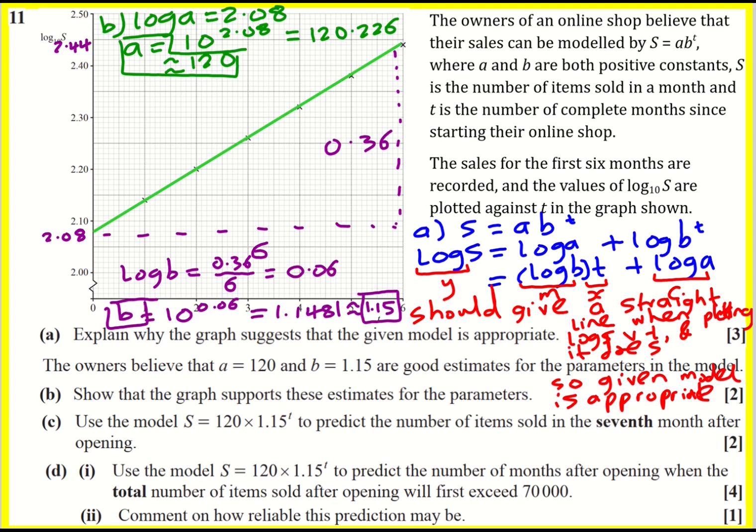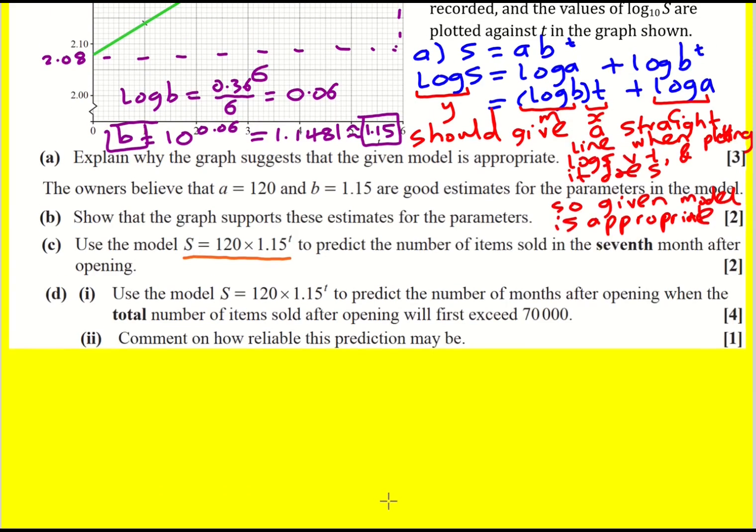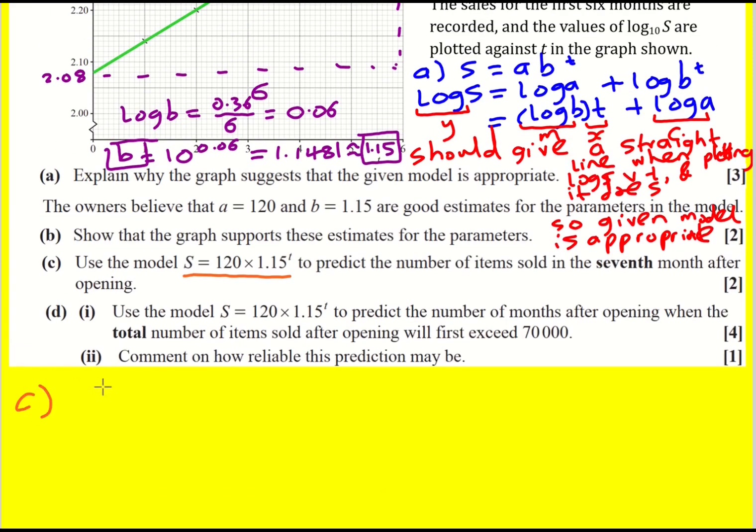Use the model with the parameters that they've predicted, that they've gone with, to predict the number of items sold in the 7th month after opening. So this comes back to what I said originally. We actually just need to set t equal to 7. And that will be after 7 months when t is 7. Put that in.